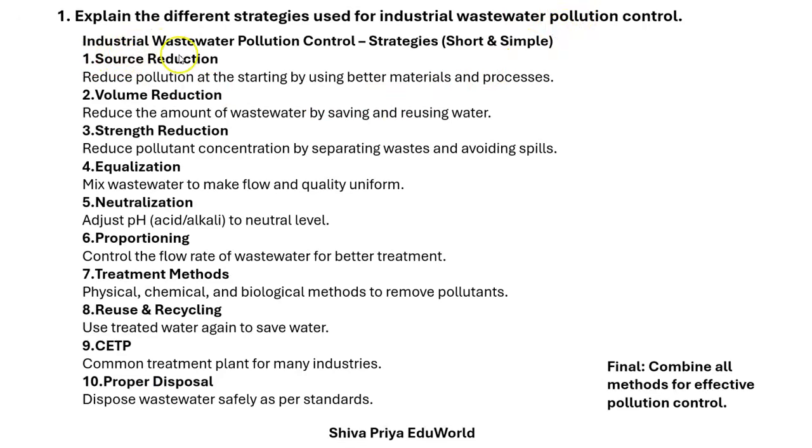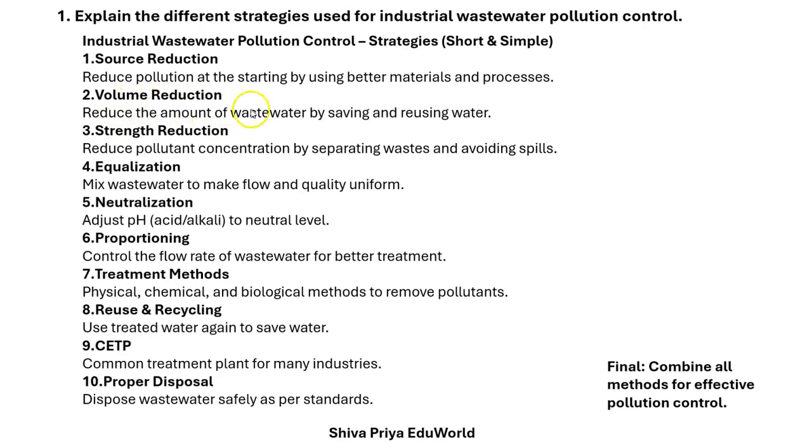The first one is source reduction, which means it will reduce the pollution at the starting by using better material and processes. At the starting only it will use the better materials and the process. Then it can easily reduce the pollution. Whatever sources we are using, the materials, process, everything from the beginning only it will use the better material so that it can reduce the pollution. That is source reduction.